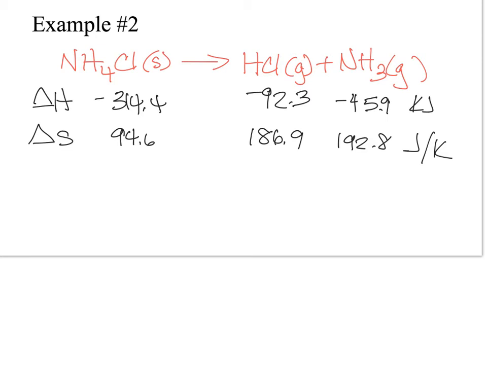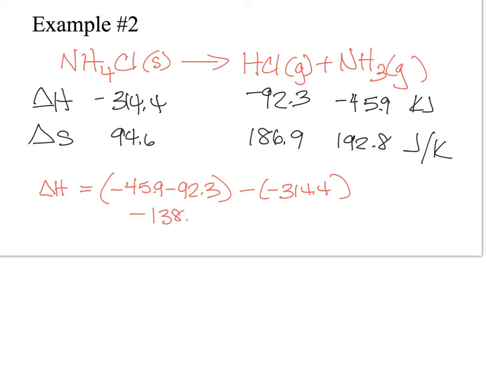All right, so let me start with delta H. Delta H is equal to negative 45.9 minus 92.3. We're adding those together. Minus a negative 314.4. And that gives me negative 138.2 plus 314.4. And that's 176.2 kilojoules. And it's positive, so it is endothermic.